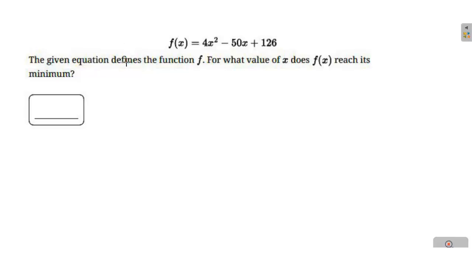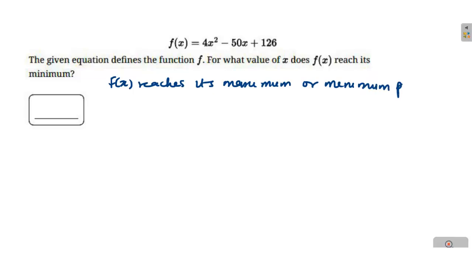All right, the given equation defines the function f. For what value of x does f of x reach its minimum? One thing I want you to understand is that f of x reaches its maximum or minimum point with the formula, when x is equal to minus b over 2a.